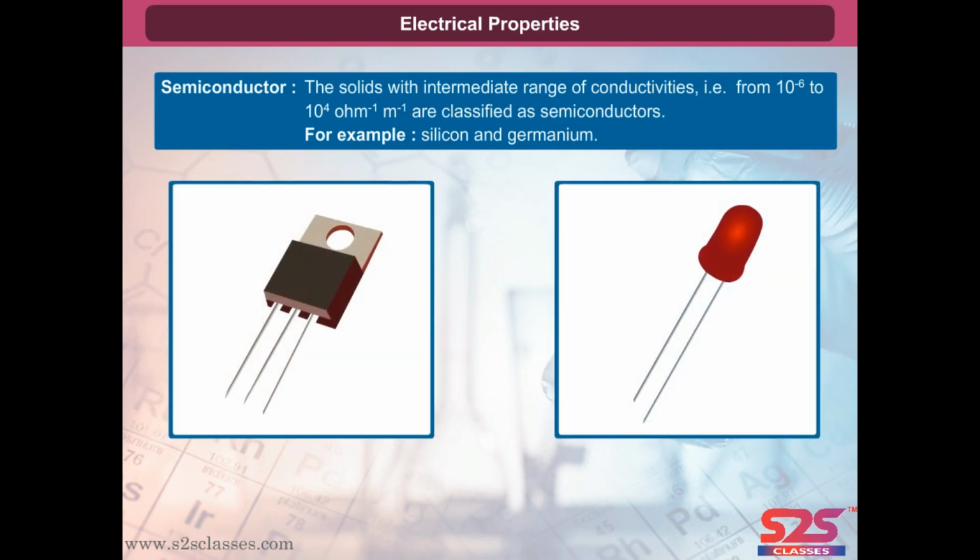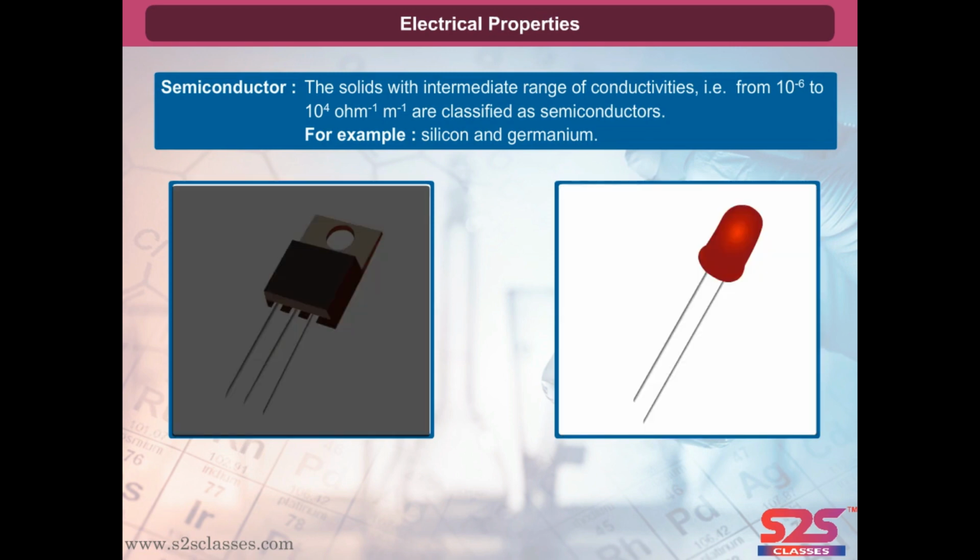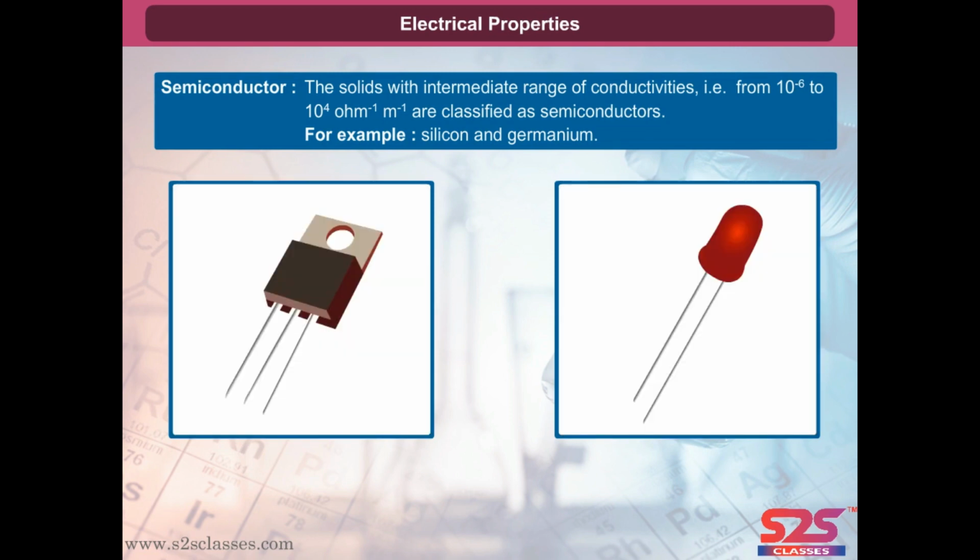Semiconductors. The solids with an intermediate range of conductivities, that is, from 10⁻⁶ to 10⁻⁴ ohm⁻¹ m⁻¹, are classified as semiconductors. For example, silicon and germanium. Now let us discuss the conduction of electricity in these substances.